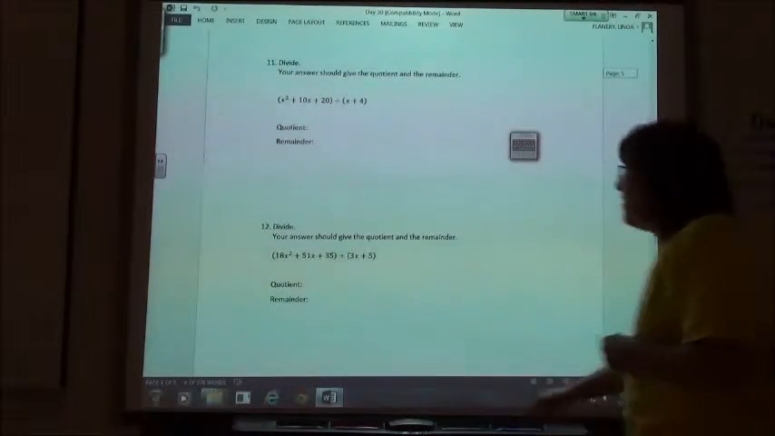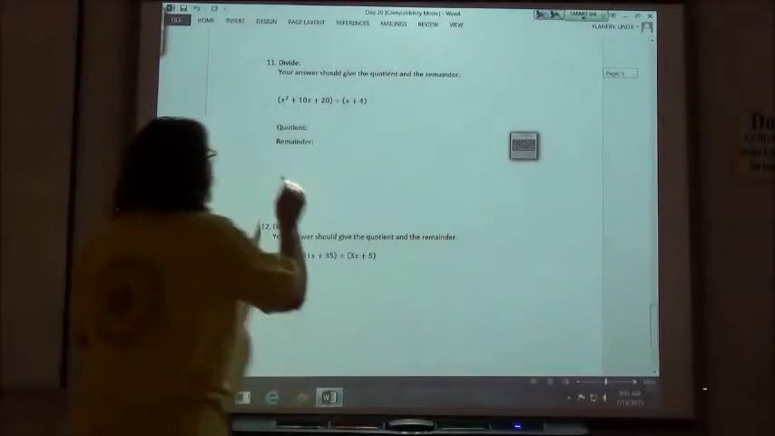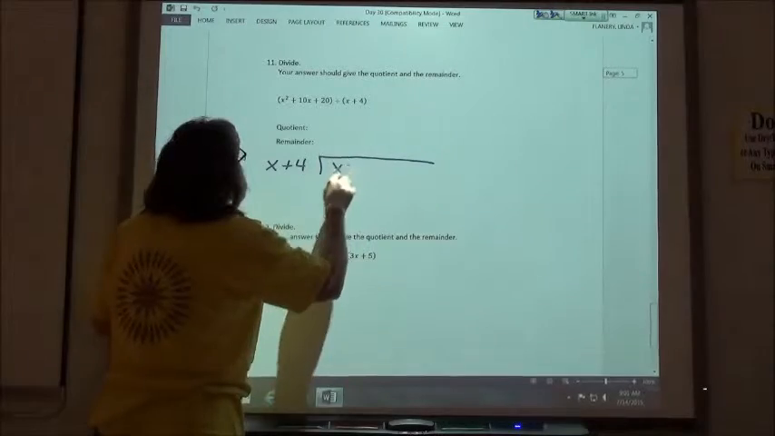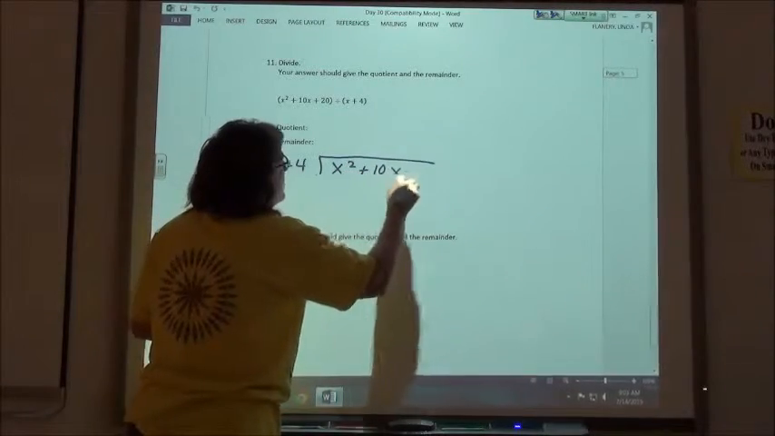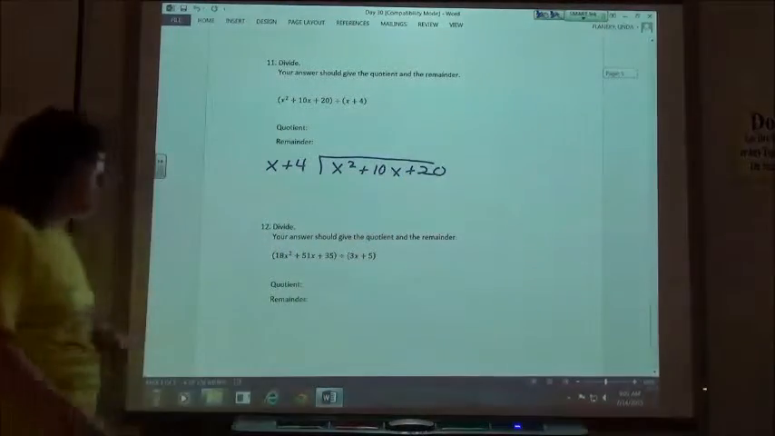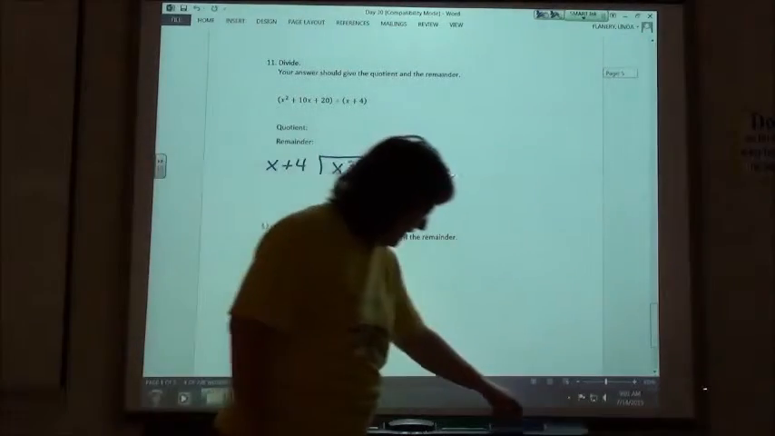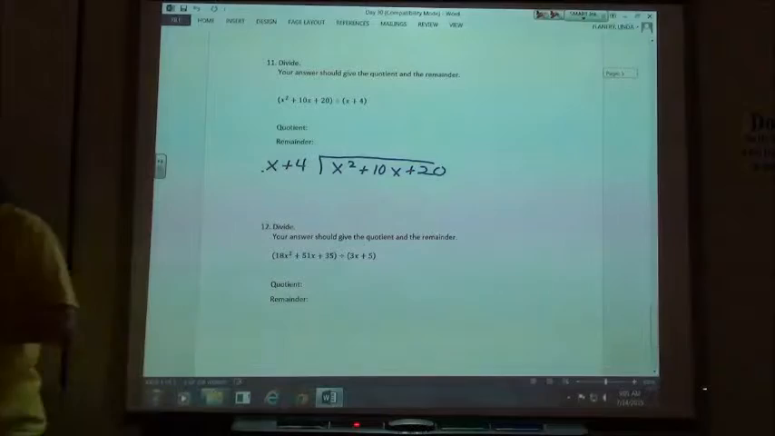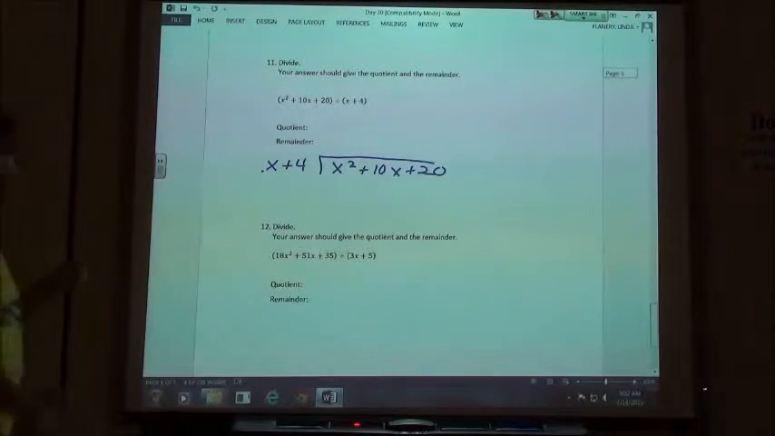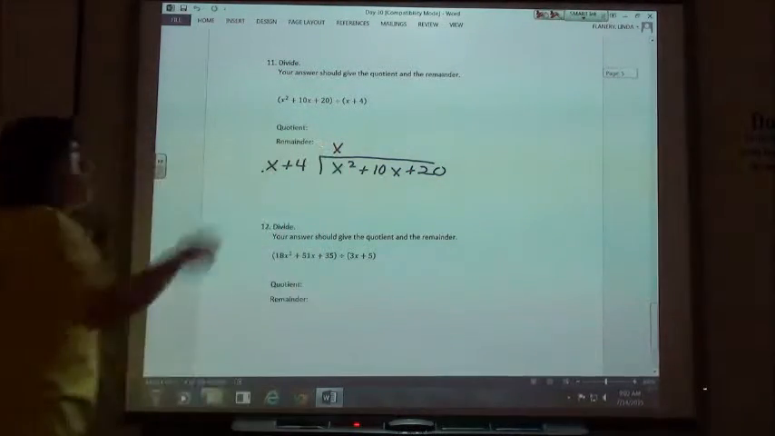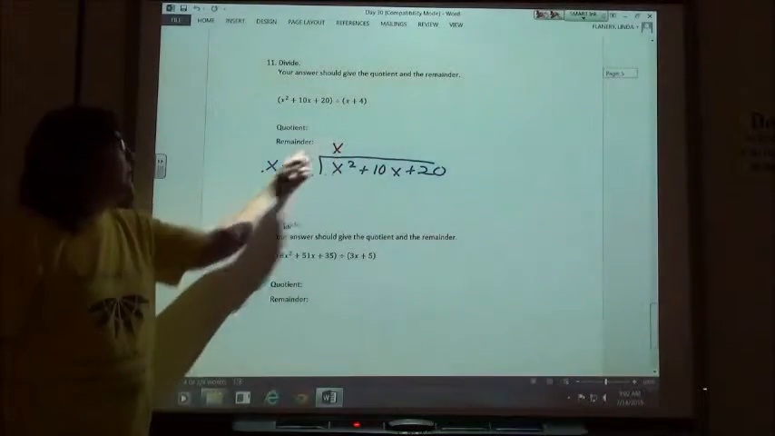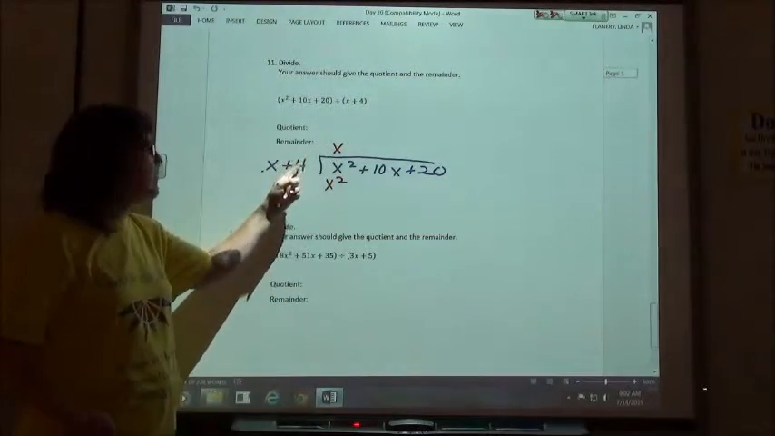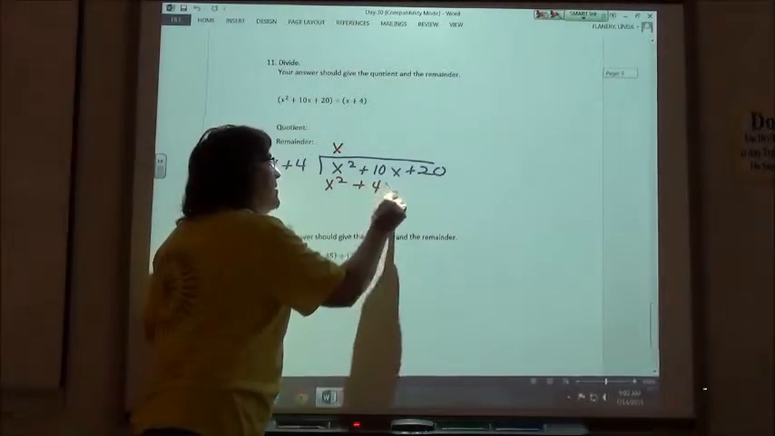So number 11, we are going to take x plus 4 and divide it into x squared plus 10x plus 20. So what times our x would give us an x squared? Just a plain x. We're then going to multiply that out. So x times x is x squared. x times the 4 is 4x.